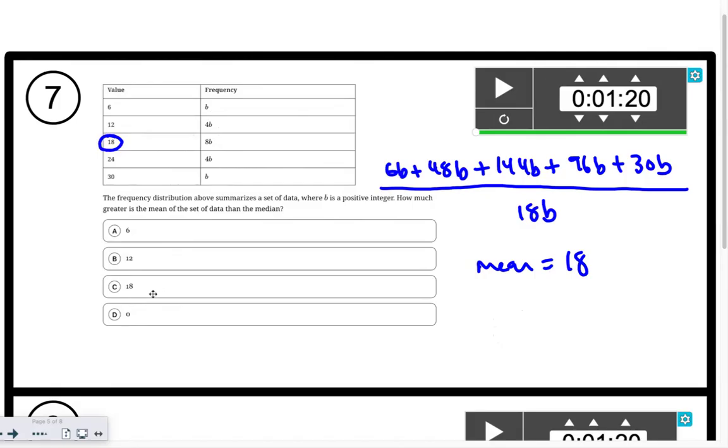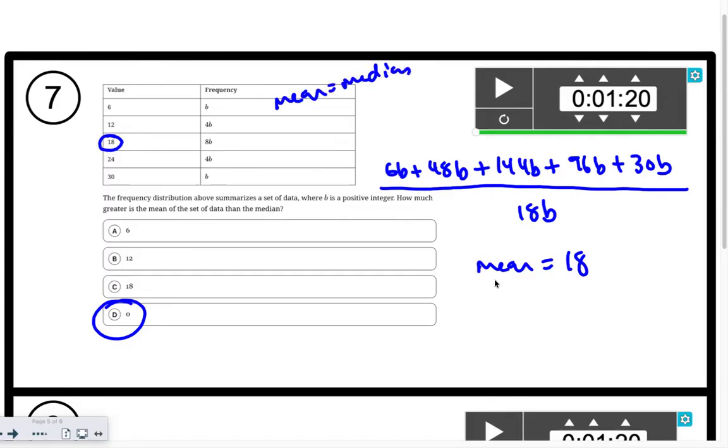And how much greater is the mean than the median? It was not greater. It's zero. So I could have done this problem more quickly and I didn't need to do any of this. When you have symmetrical data, so these are all evenly spread out, 6, 12, 18, 24, and 30, and then I have B with 4B and 8B, so it's symmetrical. The mean will always equal the median.